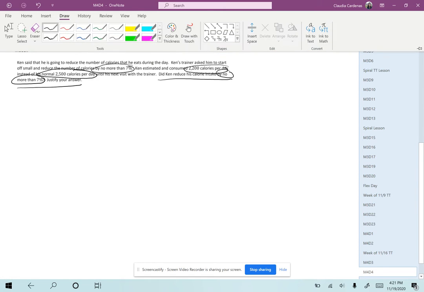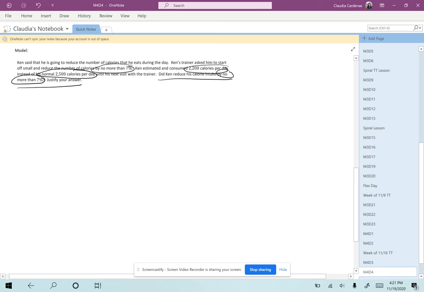Justify your answer. So now that we've read the problem, let's go back into it and determine the pieces that we would need for our percent equation. So we know it's quantity equals percent times whole. And so we know his trainer wants him to reduce his calories by no more than 7%. So the goal is that the percent is less than 7%.